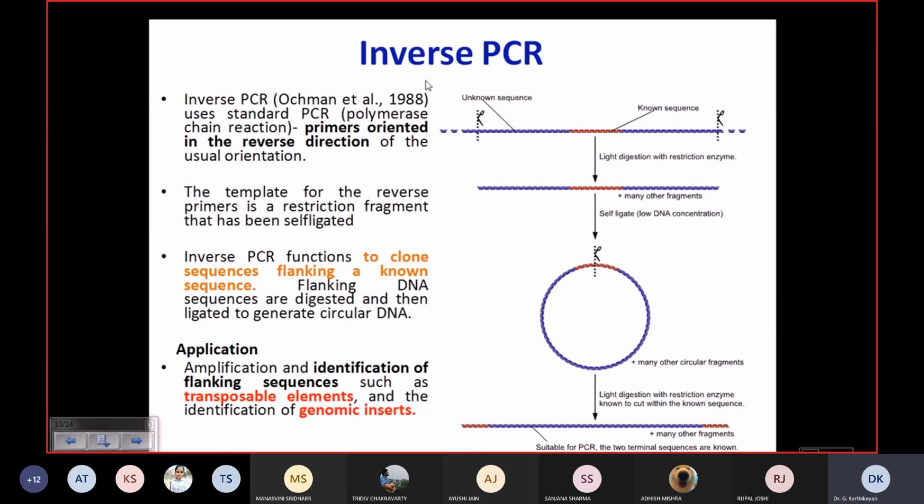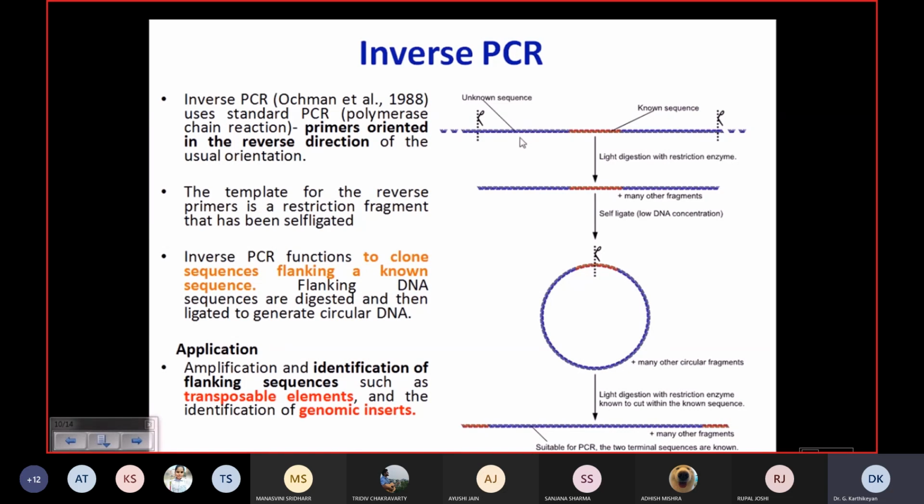Now let us talk about inverse PCR. In inverse PCR, the primers are oriented in the reverse direction of the usual orientation. Okay, and why is this PCR important? I found this is one of the clever procedures, a very intelligent procedure. How? Let us look here. It is utilized to clone unknown sequences flanking a known sequence, right?